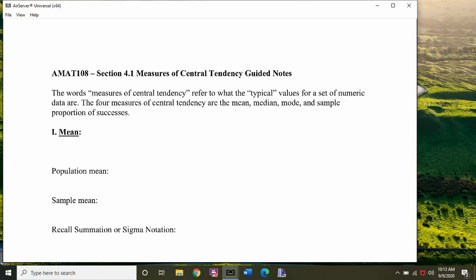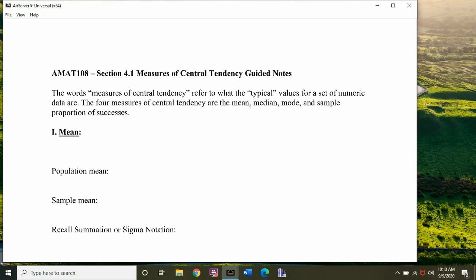Okay, everybody, we're going to start Chapter 4, which looks at empirical methods of describing data, and we'll start getting more into more mathy stuff in this unit. We'll start with Section 4.1, measures of central tendency, as I call it. It takes a look at what the typical value in a set of data is.